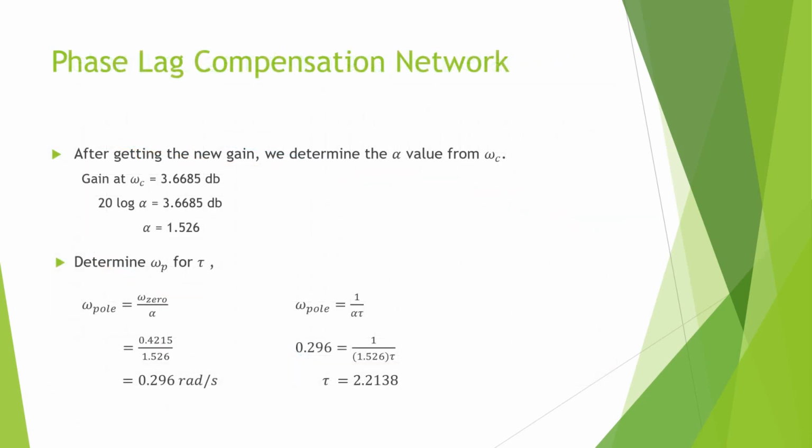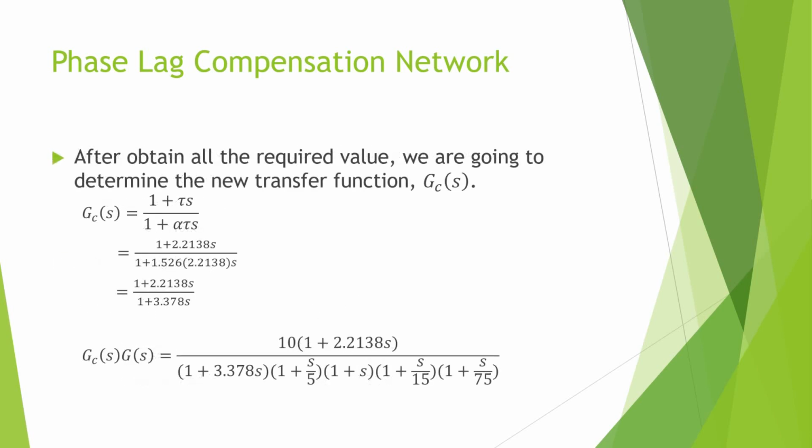After getting the gain, we are going to determine the alpha and the tau values. The detailed steps are as shown. After obtaining all the required values, we are going to determine the new transfer function GC(s). Finally, we obtain the new transfer function GC(s)G(s).